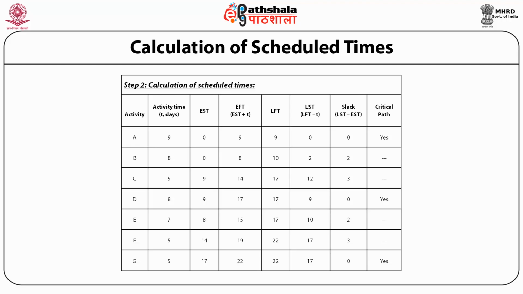For E, activity time 7, EST 8, EFT 15, LFT 17, LST 10, slack 2, critical path no. Activity F, activity time 5 days, EST 14, EFT 19, LFT 22, LST 17, slack 3, critical path no. Activity G, activity time 5 days, EST 17, EFT 22, LFT 22, LST, LFT minus T, that is 17, slack LST minus EST that is 0, critical path yes.